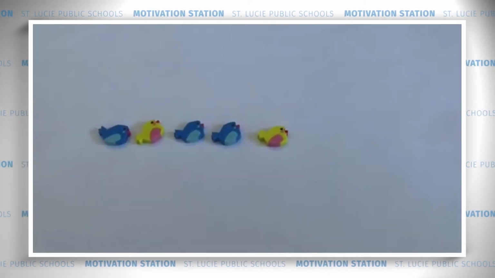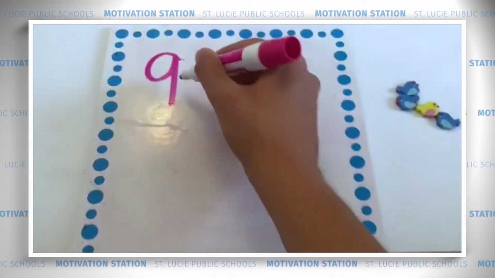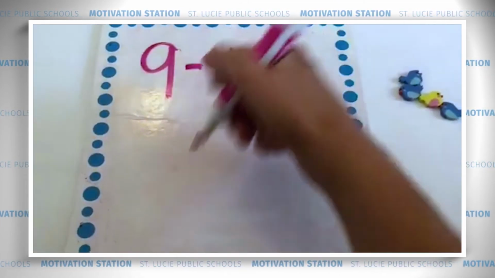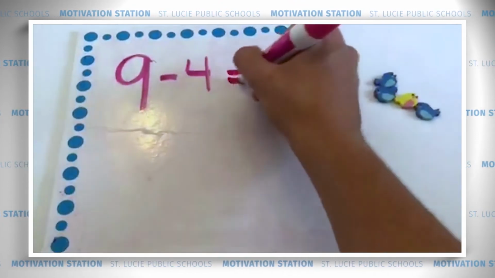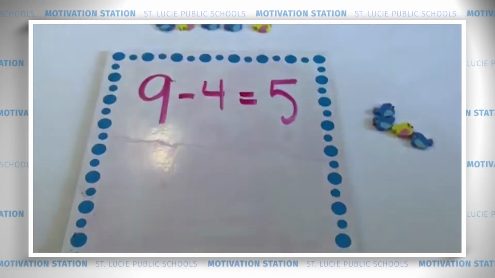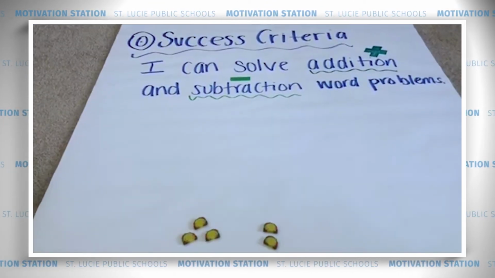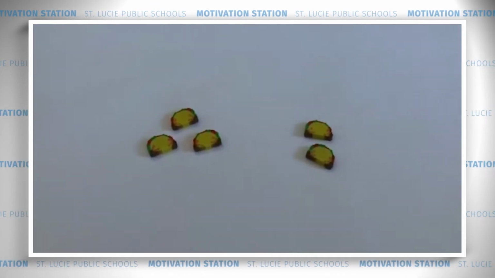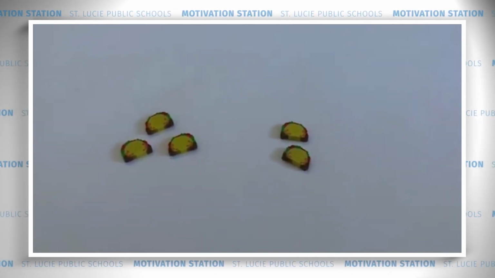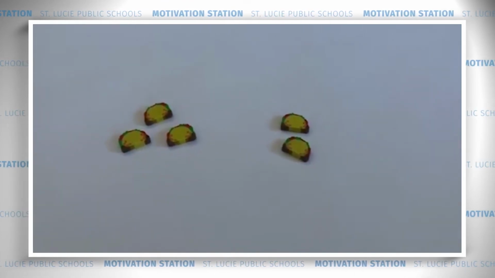Let's write that equation. I had 9 birds on the branch, and then 4 flew away, so I decided I was taking away. I'm going to use the minus sign, then equals 5. Now that's my new total. 9 minus 4 equals 5. Let's keep working. Rory had 3 tacos, and then his mom gave him 2 more tacos. How many tacos does he have all together now?